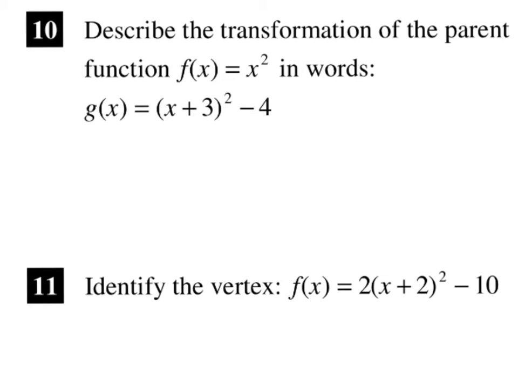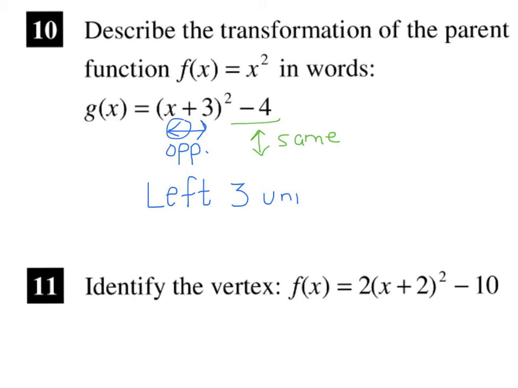When we have vertex form and we want to describe the transformation, inside the parentheses next to the x is always a left-right move, and it's the opposite. And outside the parentheses is always a vertical move, true to sign. So a plus 3, you would normally think it means to the right, but it means to the left. So this would be a vertex that moves left 3 units, and since there's a minus 4 on the outside, it means that it moves down 4 units.